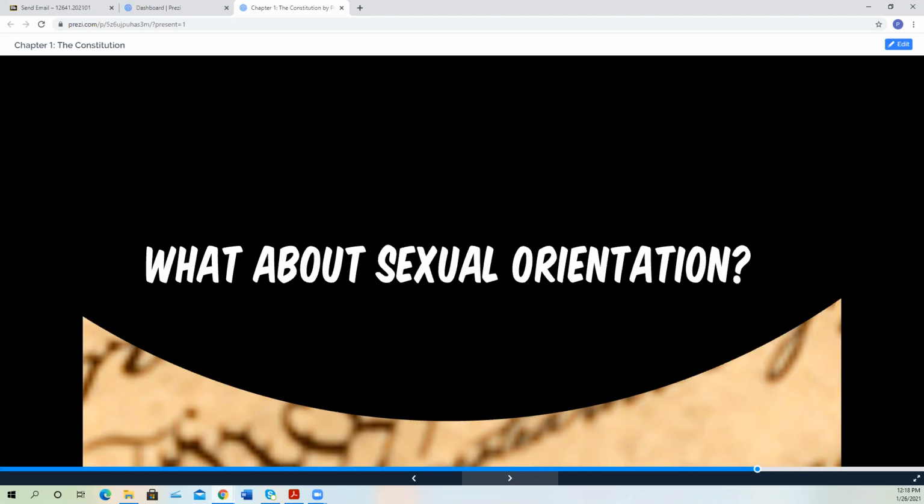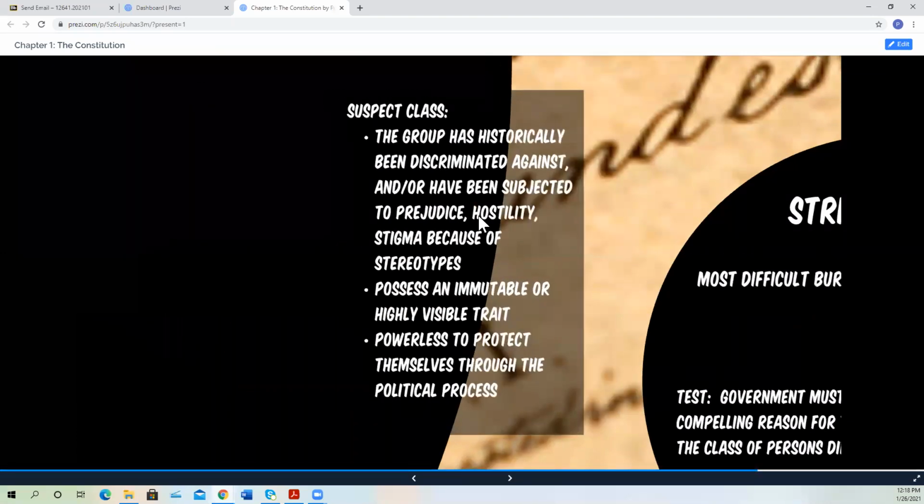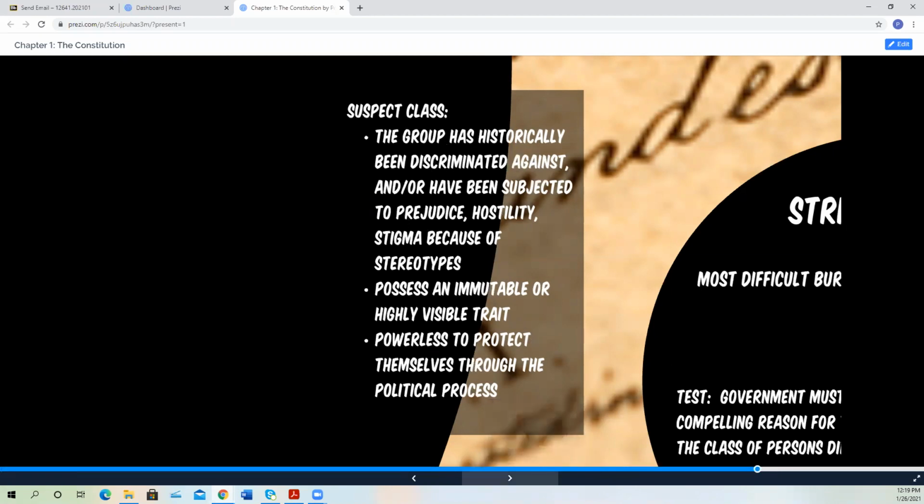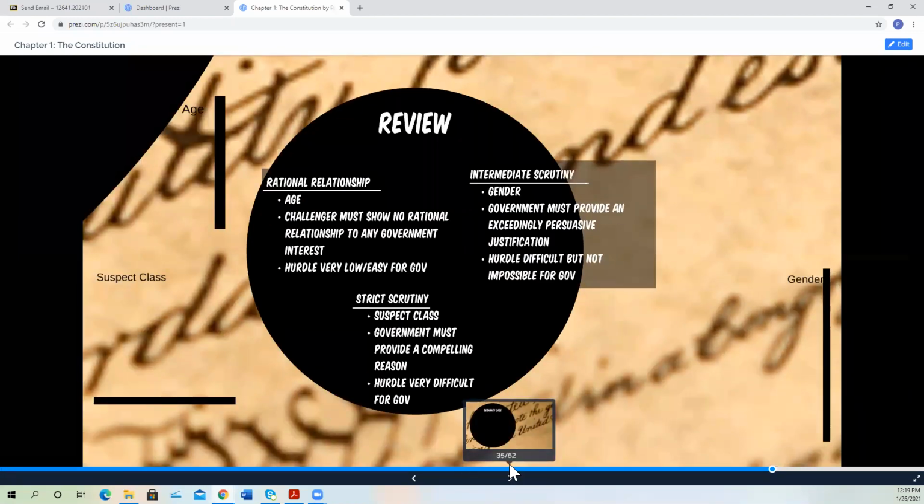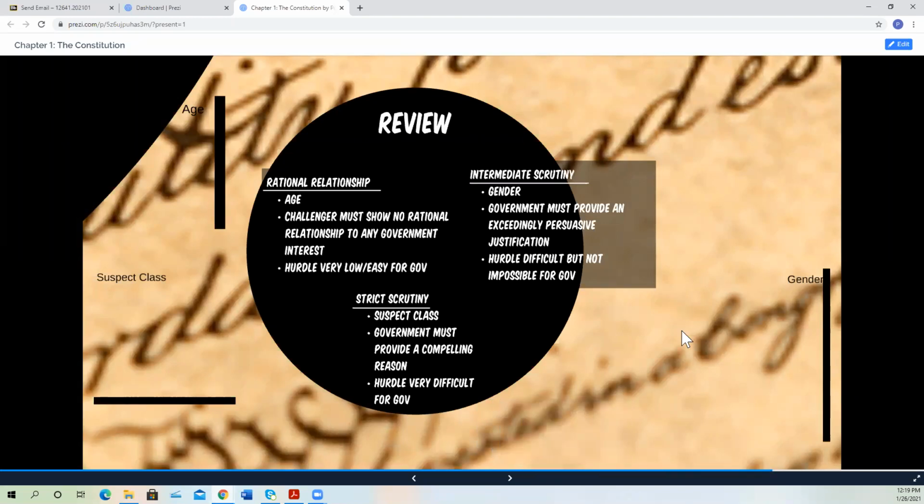So we are hoping that sexual orientation falls into the suspect class because they've historically been discriminated against, have been the subject of prejudice, hostility, stigma because of stereotypes. So they would fit one of the definitions of suspect class. So hopefully the United States Supreme Court will determine that suspect class will include sexual orientation, but they have not decided that yet.